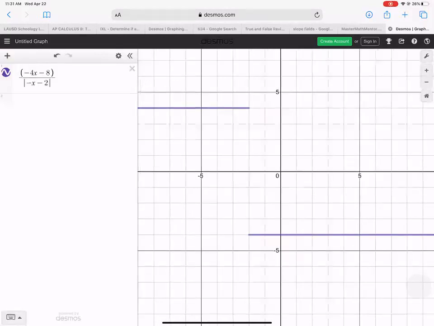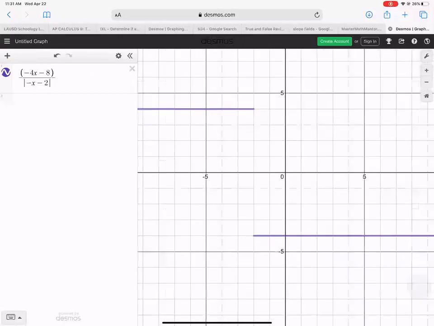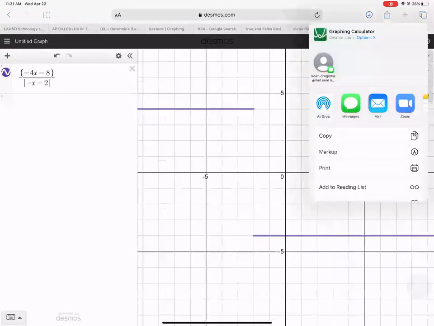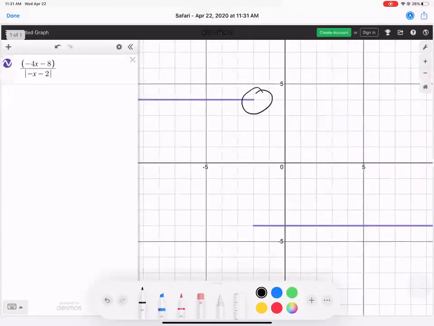Okay. So if we look at this problem, an absolute value in this case gives us two possible answers, the left side and the right side. The left side and the right side. We look at the left side and the right side.